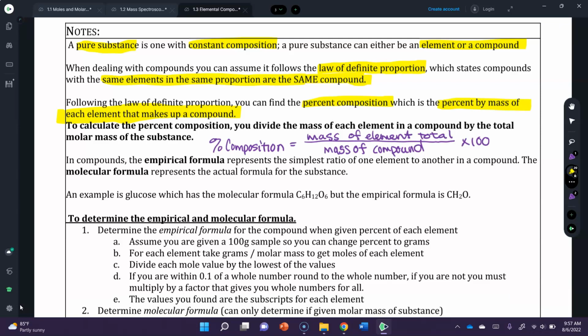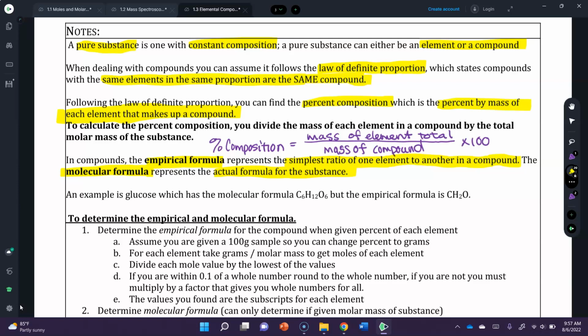In compounds, the empirical formula represents the simplest ratio of one element to another element in a compound. The molecular formula represents the actual formula for the substance. The molecular formula can be the same as the empirical, but they are not always. Okay.